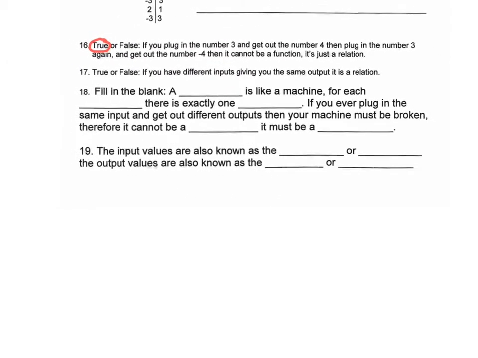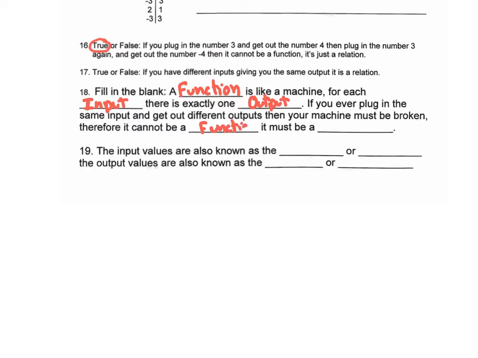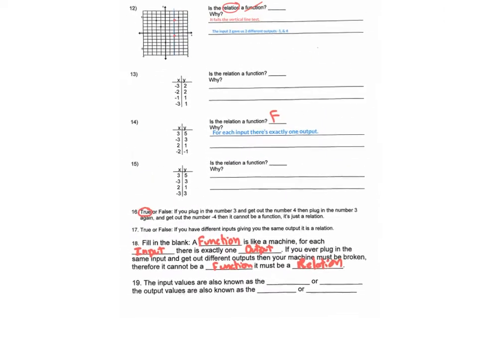Number 18, fill in the blank. A function is like a machine. For each what? Input. There's exactly one output. If you ever plug in the same input and get out different outputs, then your machine must be broken. Therefore, it cannot be a function. Must be a relation. That's about it for the even ones.